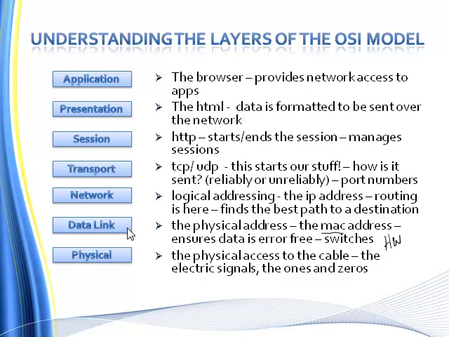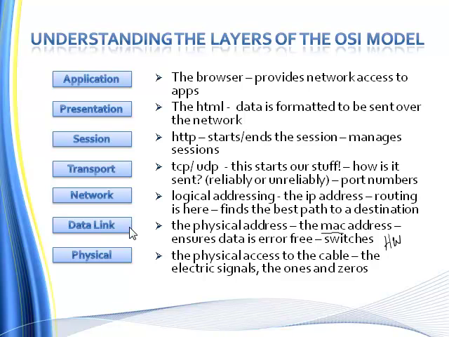Then we go up and we've got the data link layer, which has information like the physical address, the MAC address for our computer on the network. The data link layer also makes sure that your data is error-free, and this is where switches operate. Then we move up to the network layer. This is where routers are, and this is where IP addresses are. This is the logical addressing.